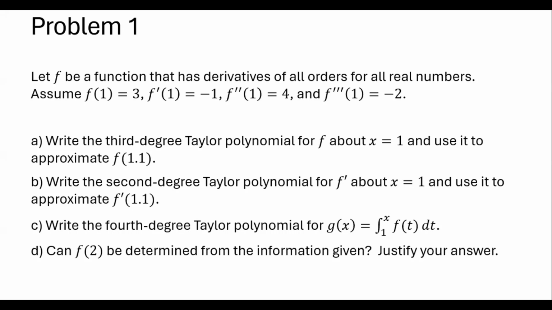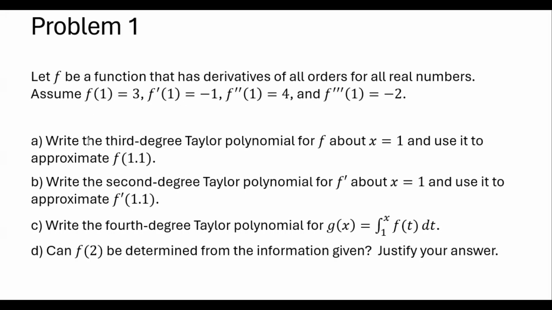Okay, so this is a BC topic, Taylor polynomial, Taylor series, all that stuff. So this one says let f be a function that has derivatives of all orders for all real numbers. So it's just basically saying it's differentiable. Assume f of 1 is 3, f prime of 1 is -1, f double prime of 1 is 4, f triple prime of 1 is -2. So just from this, you can probably tell that we're going to need a Taylor polynomial about the center of x equals 1, probably.